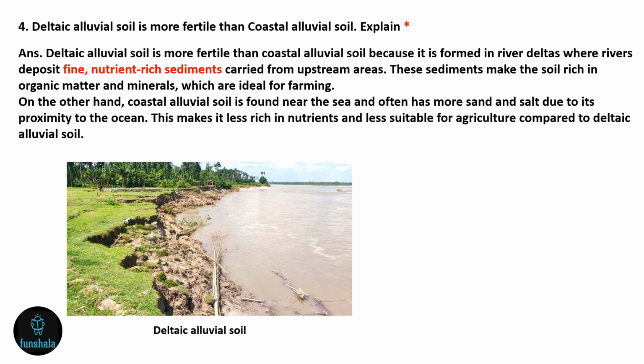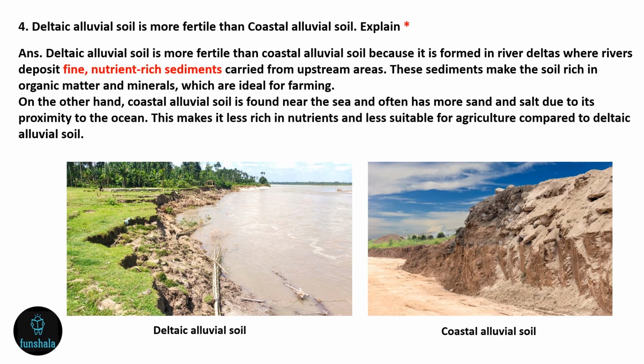On the other hand, coastal alluvial soil is found near the sea and often has more sand and salt due to its proximity to the ocean. This makes it less rich in nutrients and less suitable for agriculture compared to the deltaic alluvial soil.